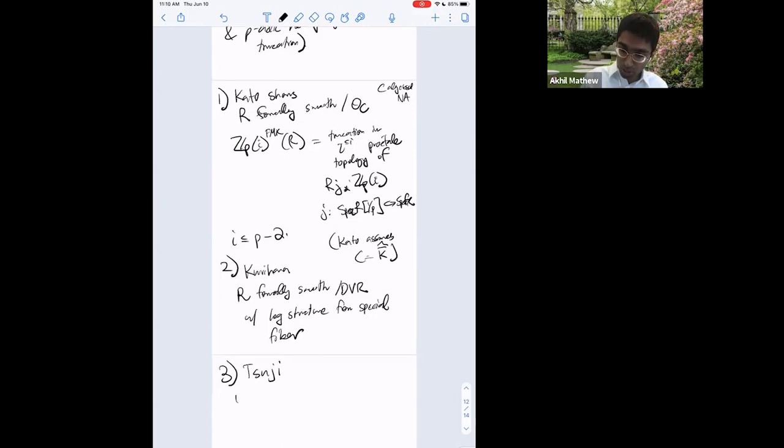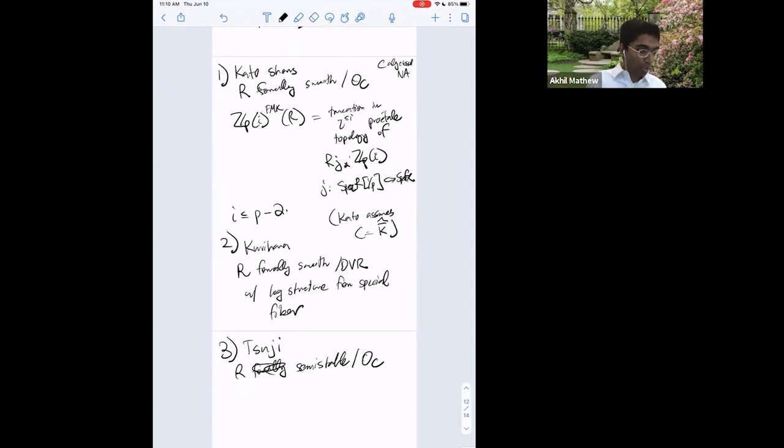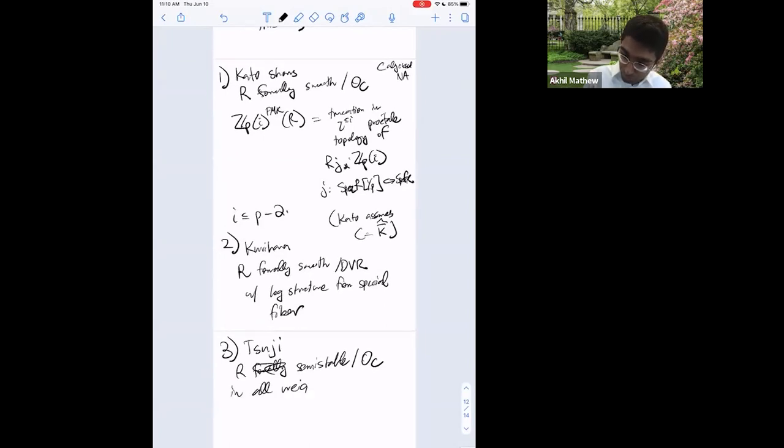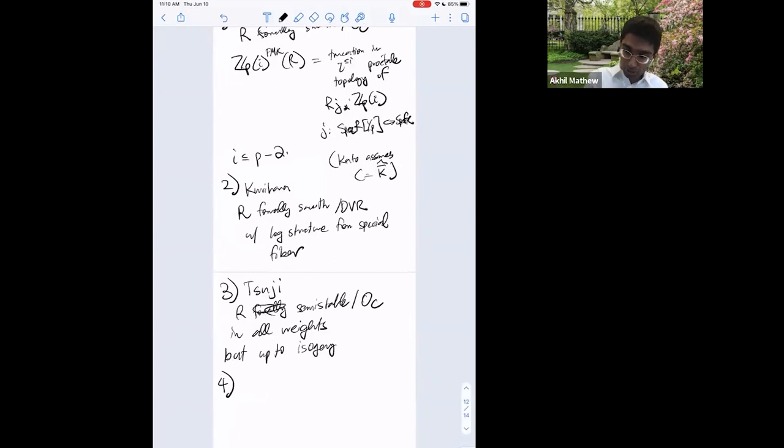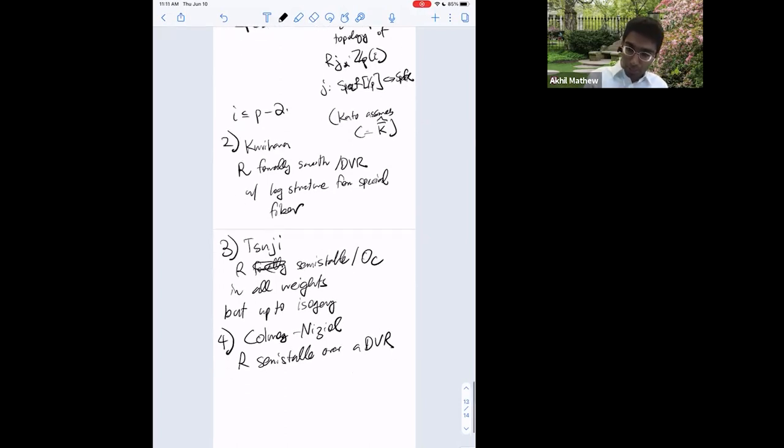which considers R maybe formally smooth or semi-stable. So let's say R is semi-stable over O_C. I think you're also allowed to have a divisor at infinity here. And in all weights, so no bound on i, but up to isogeny. So somehow the Z_p(i)'s for i greater than p minus 2 are not really the right thing. They're only sort of the right thing up to isogeny. But there's a comparison with p-adic nearby cycles in this case. And more recently, work by Colmez and Nizioł, where R is semi-stable over a DVR. And again, semi-stable allows some log structure at infinity, and again rationally, or up to isogeny, in all weights.